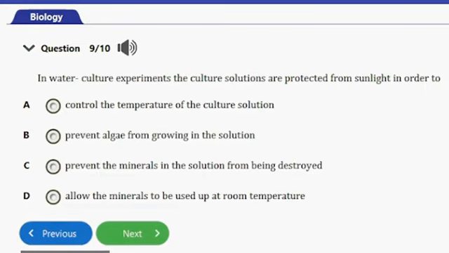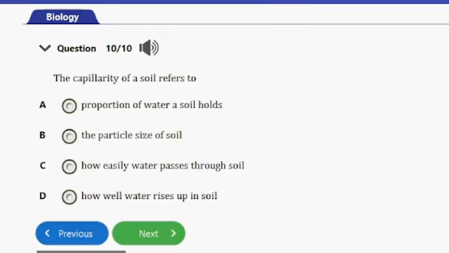Question number 9, it says, in water culture experiments, the culture solutions are protected from sunlight in order to A. Control the temperature of the culture solution, B. Prevent algae from growing in the solution, C. Prevent the minerals in the solution from being destroyed, D. Allow the minerals to be used up at room temperature. So guys, the answer to this question here is option B, and that's to prevent algae from growing in the solution. So finally, let's consider the last question here.